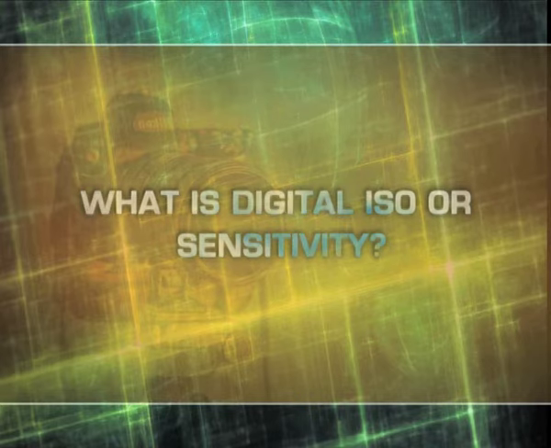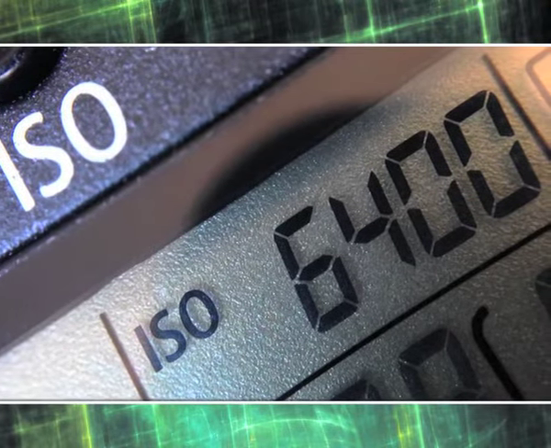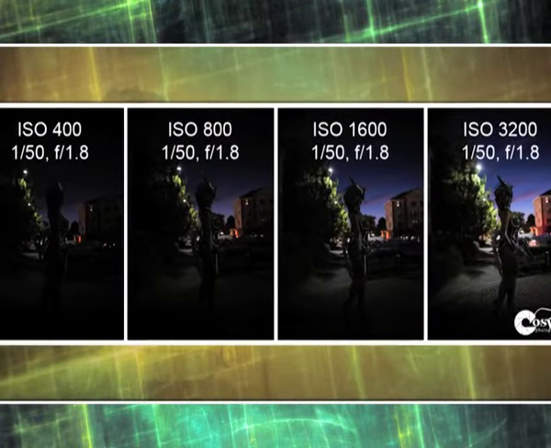What is digital ISO sensitivity? Apart from aperture and shutter speed, another parameter that allows you to adjust for different lighting conditions is the sensitivity, also known as ISO, International Standards Organization. It adjusts the sensor's sensitivity to light.